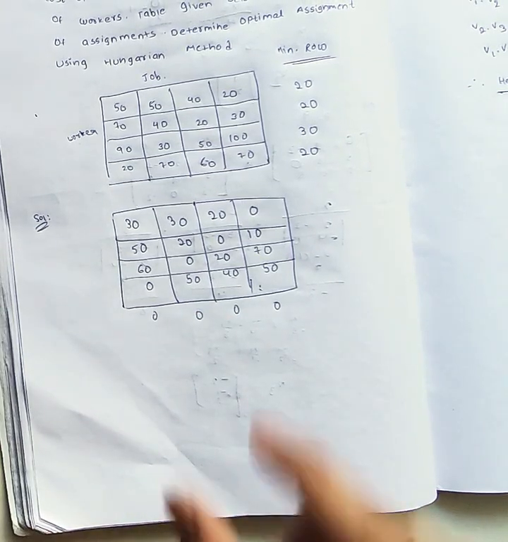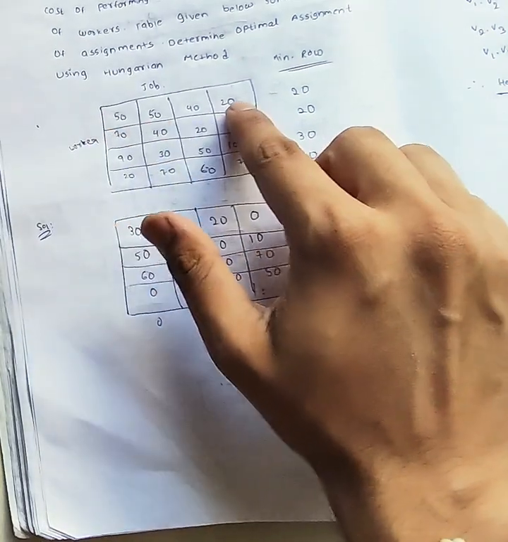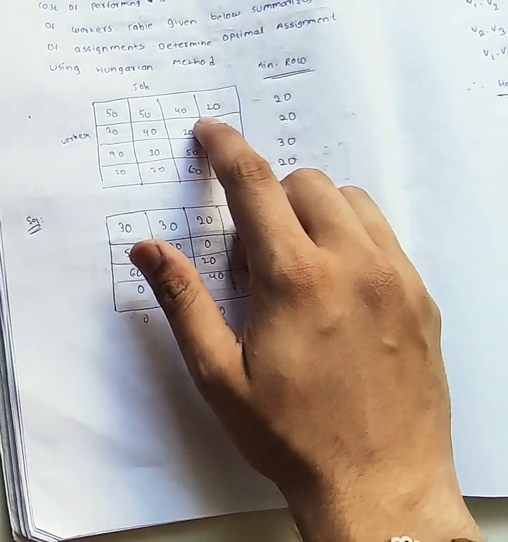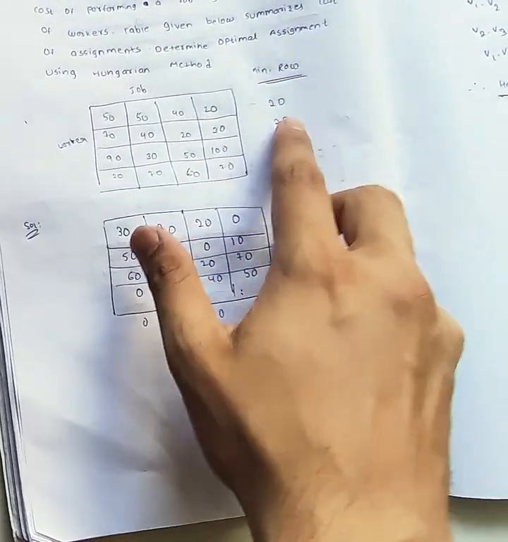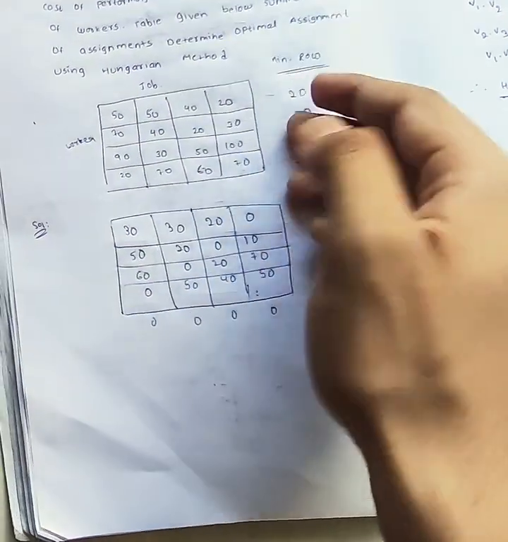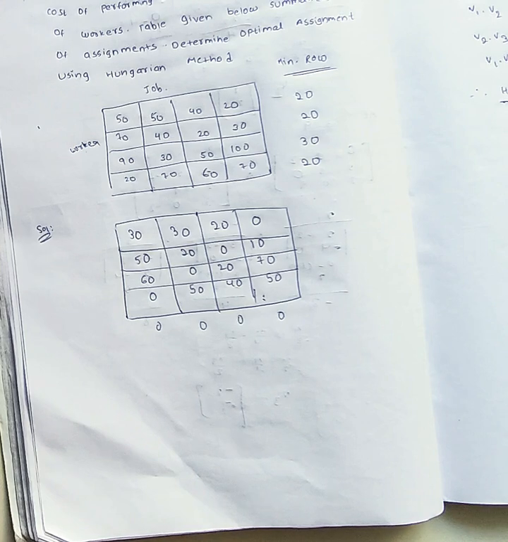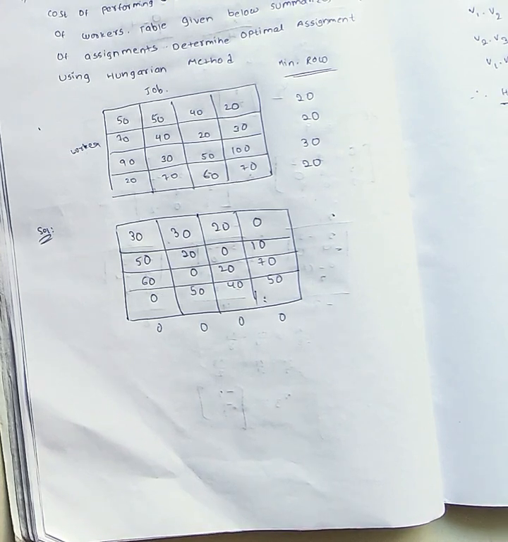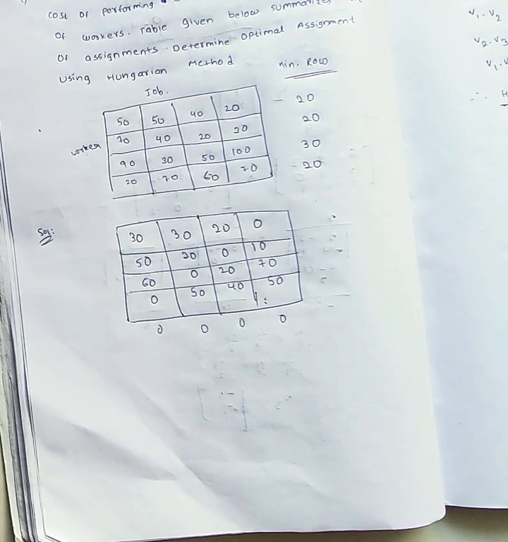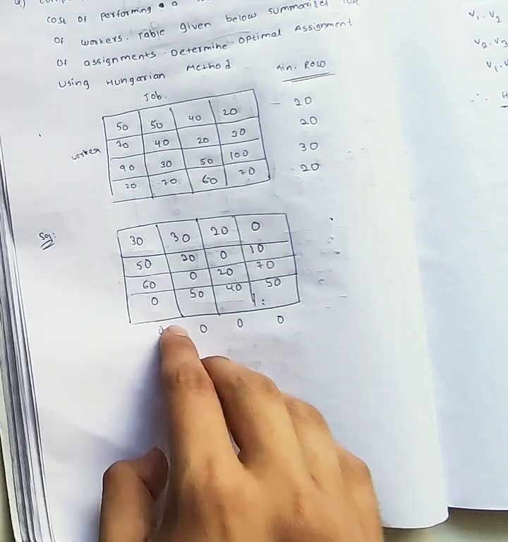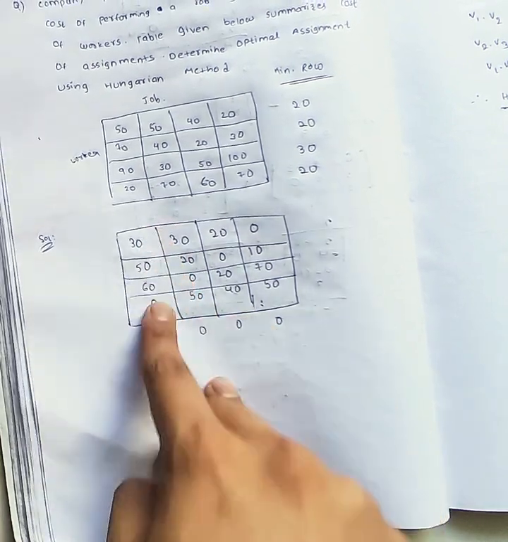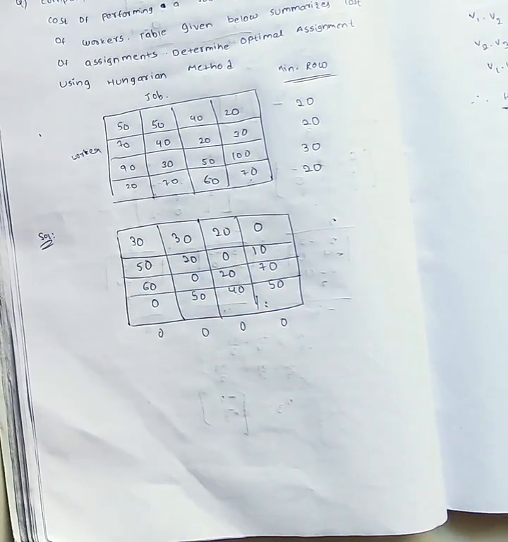So what is phase 1? In the table we find the minimum value in each row and subtract it. After that we find the minimum column value and subtract that. So in the Hungarian method, the first phase is to subtract the minimum value of each row from that row, and the minimum value of each column from that column.